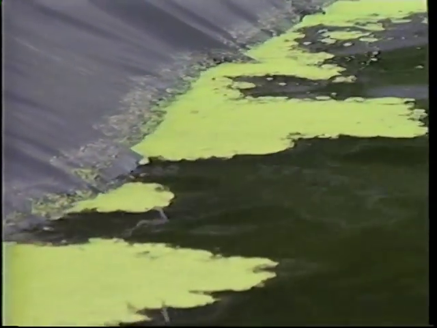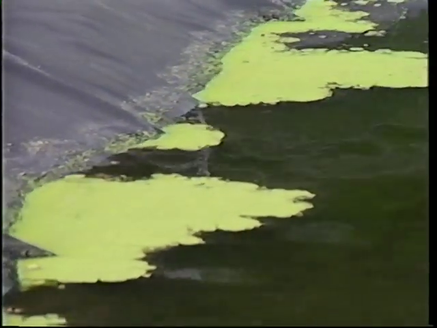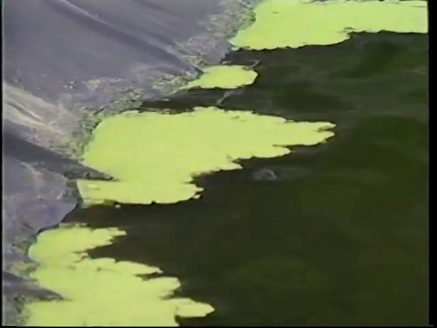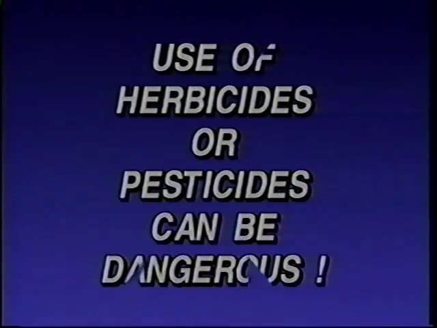Aquatic vegetation can also become a problem in a lagoon. It may be necessary for the operator to periodically remove aquatic vegetation, such as duckweed. Warning: the use of herbicides or pesticides in a lagoon can lead to serious environmental damage. Please consult your local DEP office before applying herbicides or pesticides into a lagoon.